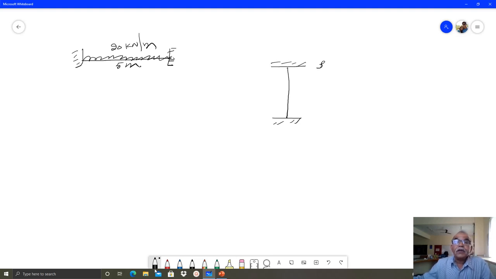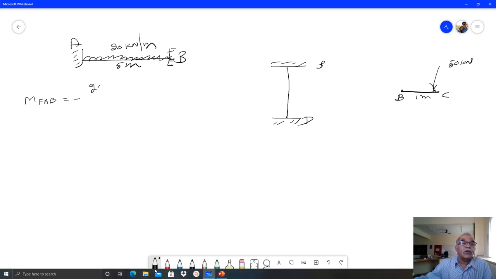This is BD, this is BA, and lastly this member, the overhanging portion, 50 kilonewton, it is 1 meter, this is B and C. Now here, MFAB will be minus WL squared divided by 12, that is minus 41.67, and MFBA will be plus 41.67 kilonewton meter.